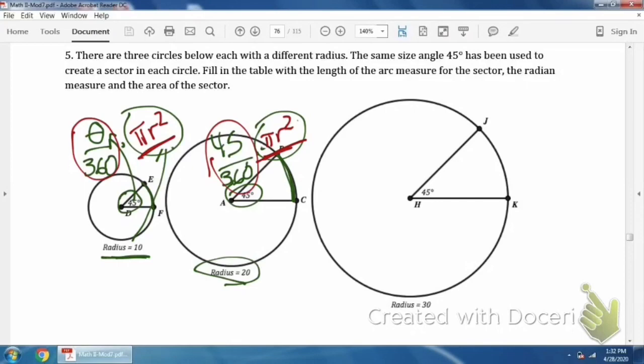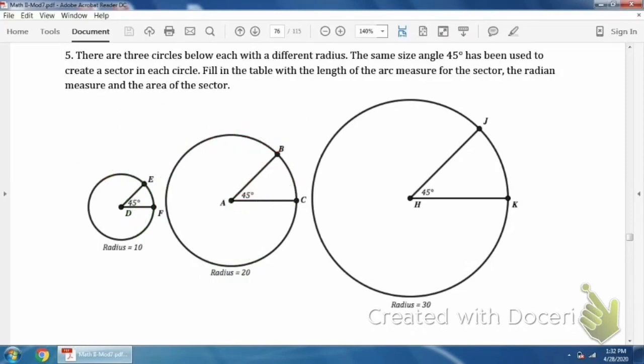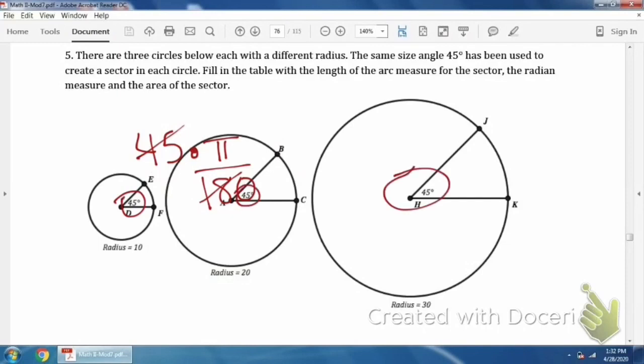Now, the last thing you have to do here is the radian measure. Just like we said, to go from degrees to radians, you multiply by pi over 180. So 45 degrees to radians, we want to multiply it by pi over 180. We should be able to cancel these and get our answer. And keep in mind, the angle is the same for all three problems, so you really only have to do this part once. That part's going to be the same for all three.